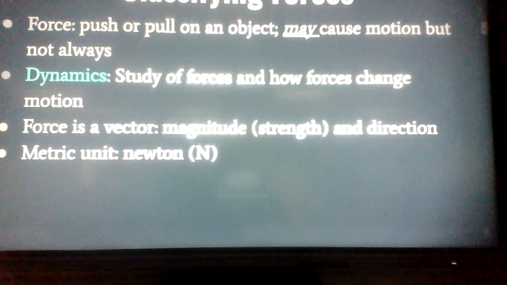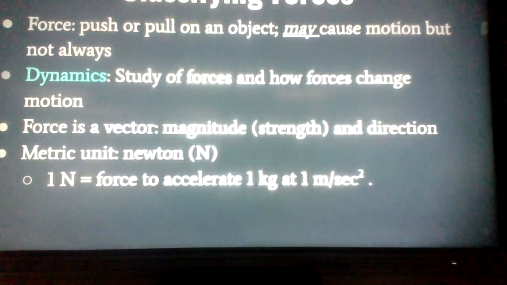Force is a vector. We measure force in the metric system with a unit called Newton. I'll bet you can guess who that's named after. He sat under a tree, an apple fell on his head. You probably guessed it, Sir Isaac Newton. Lowercase n if you write out the whole word, capital N if you use just the abbreviation.